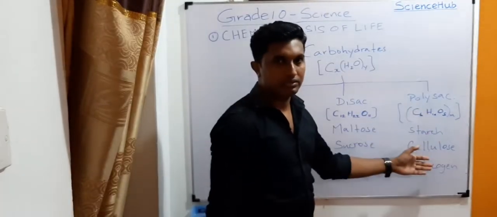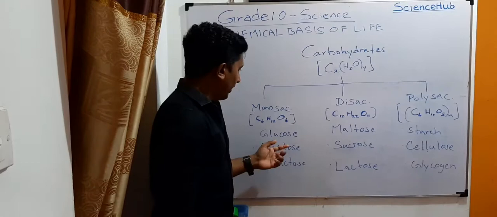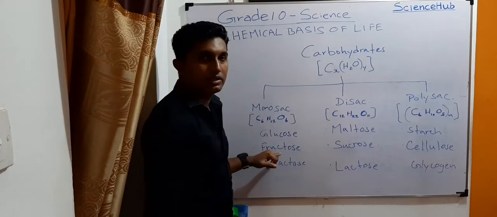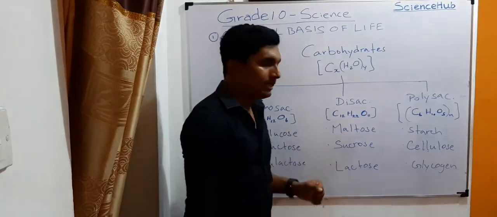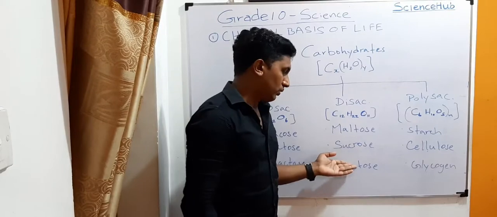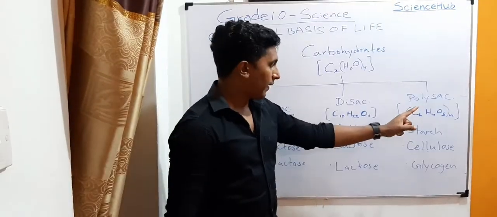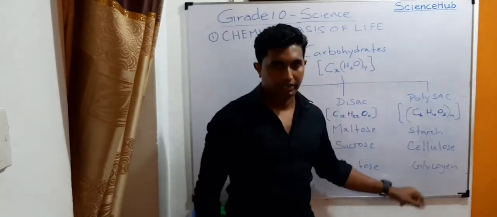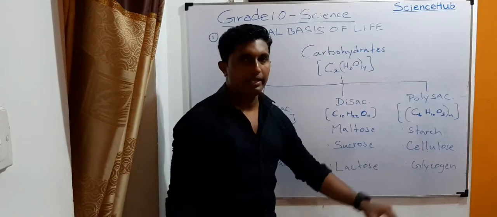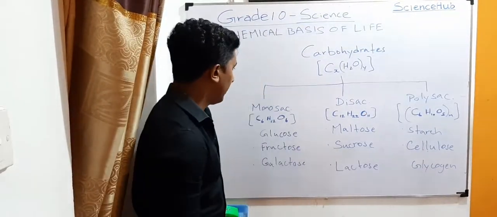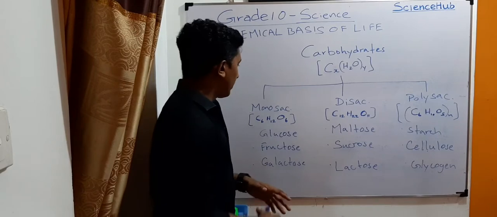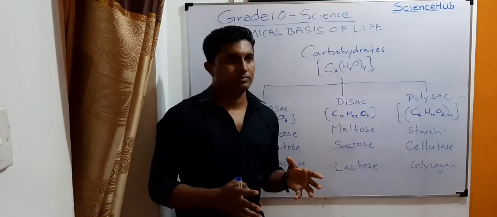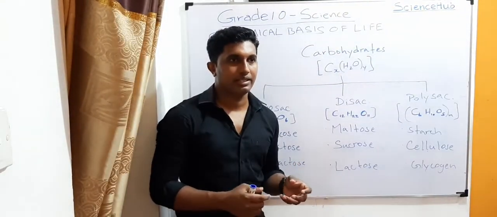Okay, and again we can subcategorize monosaccharides into three, disaccharides into three, and the polysaccharide section into three also. We can categorize monosaccharides into glucose, fructose, and galactose, disaccharides into maltose, sucrose, and lactose, and then polysaccharides into starch, cellulose, and glycogen.